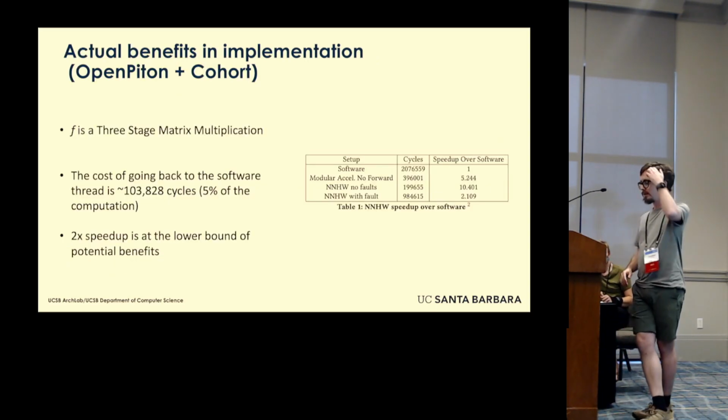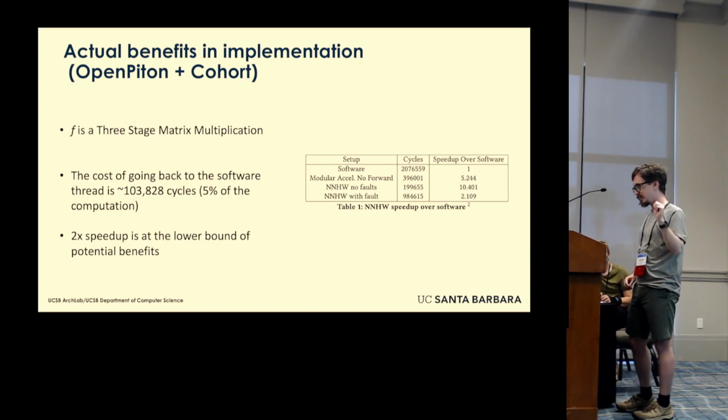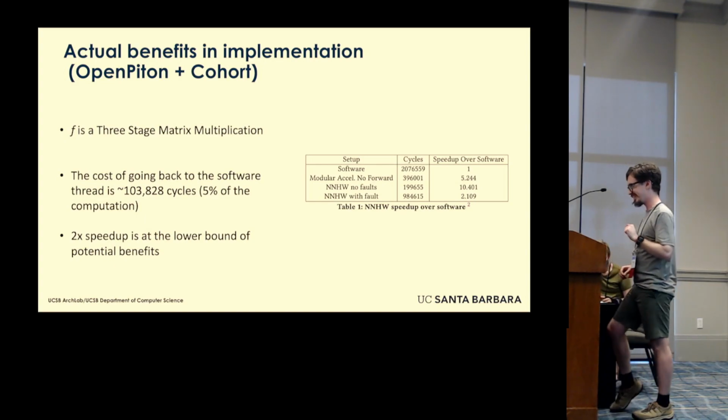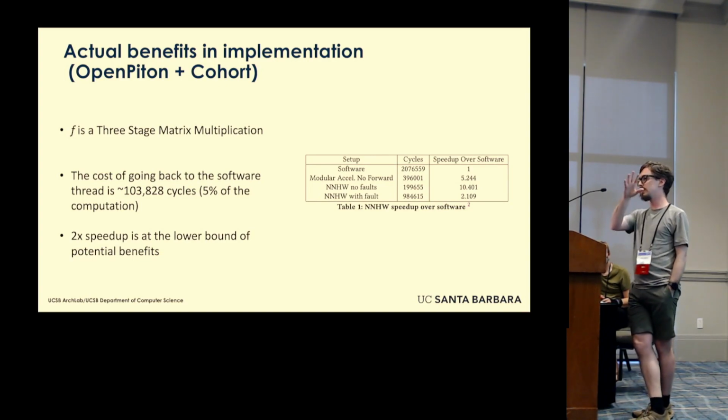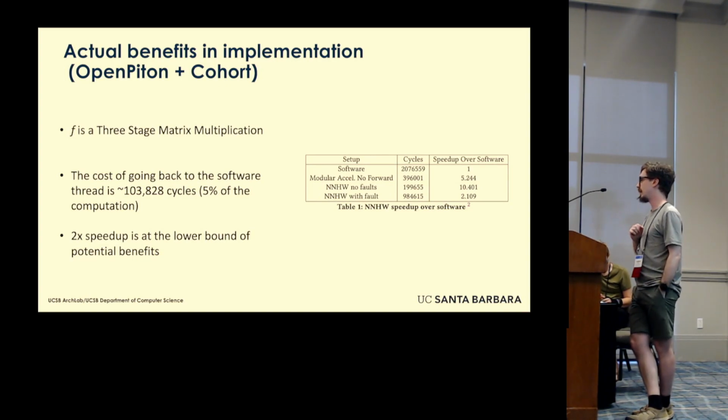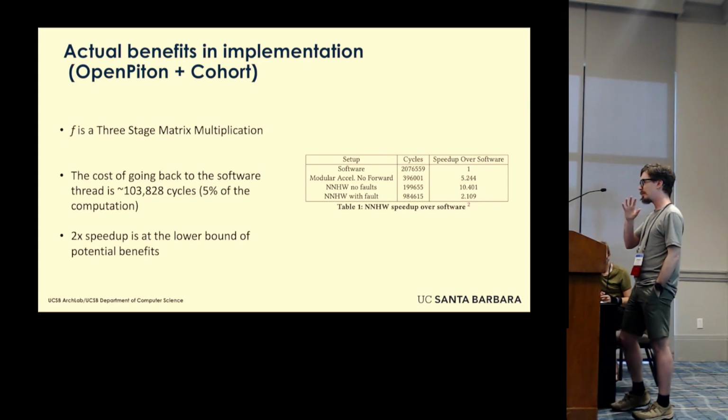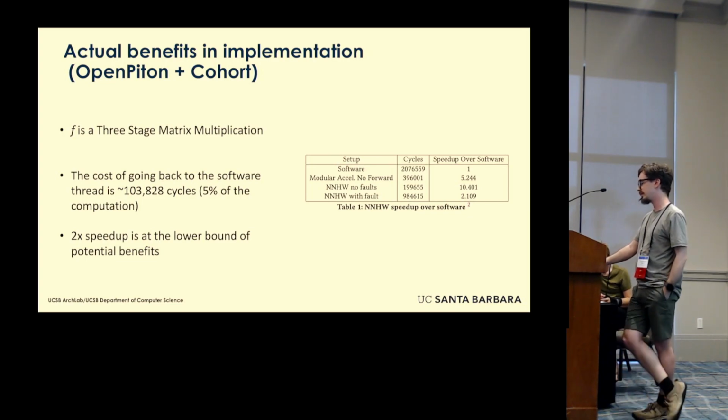And so what Guy implemented, and I'll note Guy is a second-year undergraduate who is very advanced and implemented this himself, was a three-stage matrix multiplication accelerator. And he's trying to measure the cost of: I'm running in software, what would happen if I took the naive approach, what would happen if I had the end-to-end hardware approach, and what would happen when I had a fault occur.